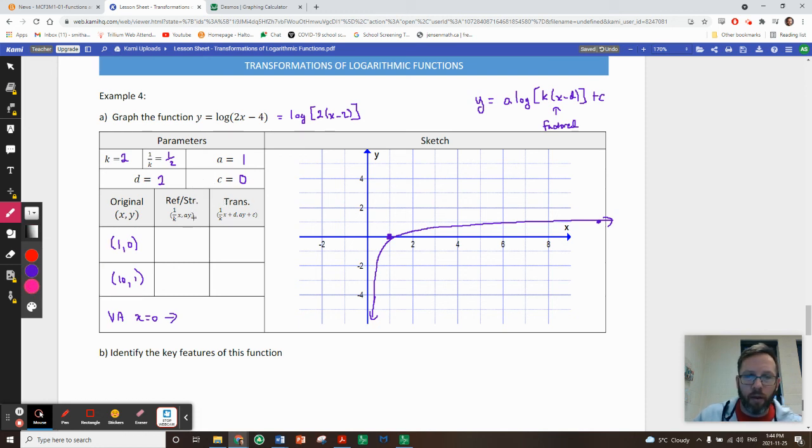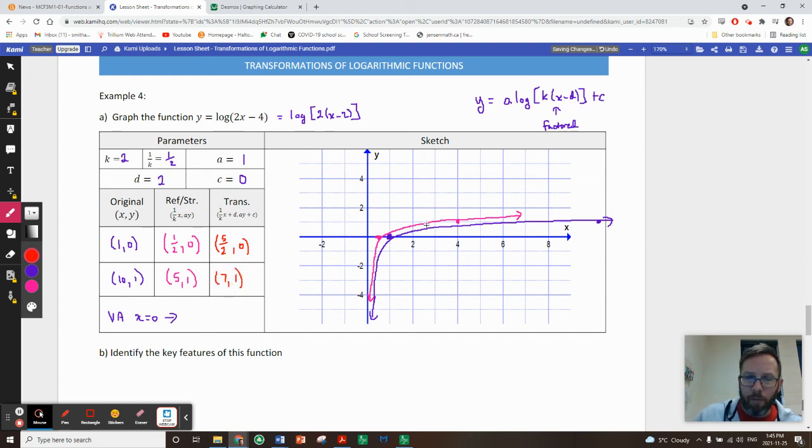All we're doing here is compressing the x values. So 1, 0 will go to 1 half, 0. 10, 1 will go to 5, 1. So 1 half, 0 and 5, 1. So we get a bit of a compression. Good enough. And then finally, we're translating things right 2 units. That will get us to 2.5, 0, or 5 halves, still 0. And 10, 1 will get us to 7, 1.